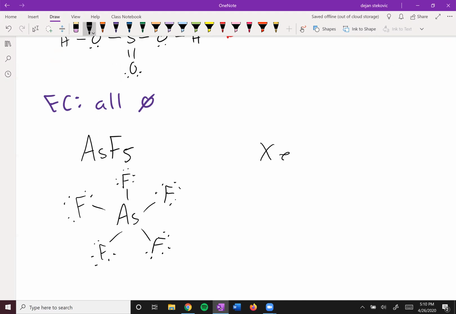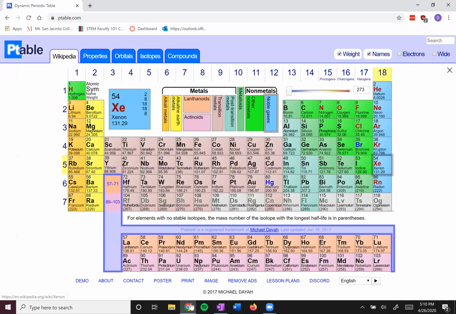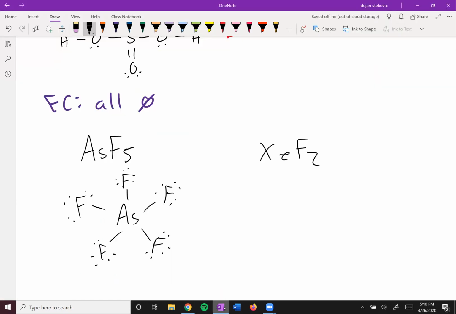Another common example is XeF2, right? Xenon is below period 2, so it can break the octet rule. It's also a noble gas, which generally aren't reactive, but in this case actually are, which is kind of cool. So valence electrons here, we've got 8 from the xenon, 7 each for the fluorine. That's 22 valence electrons. We go ahead and use up 4 of them for these bonds here. And then we give each of these fluorines an octet.